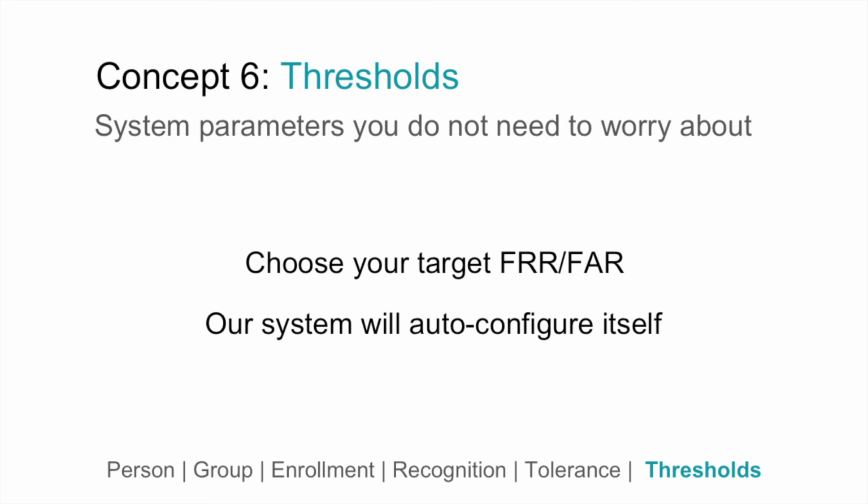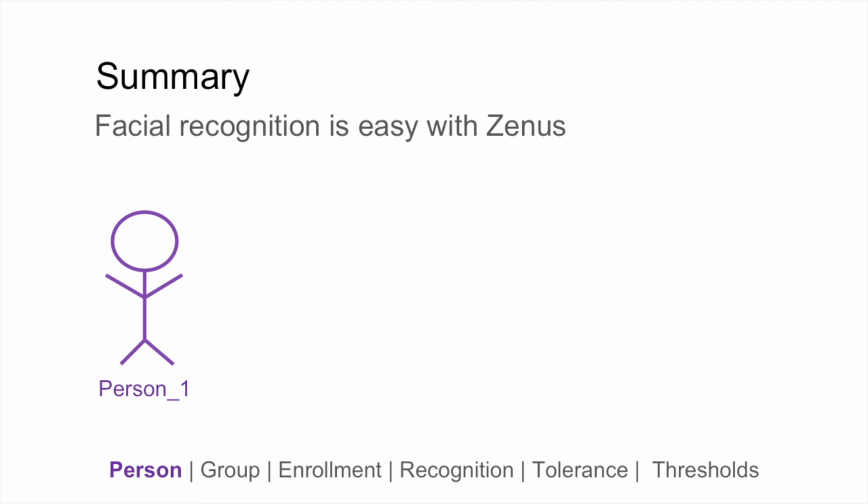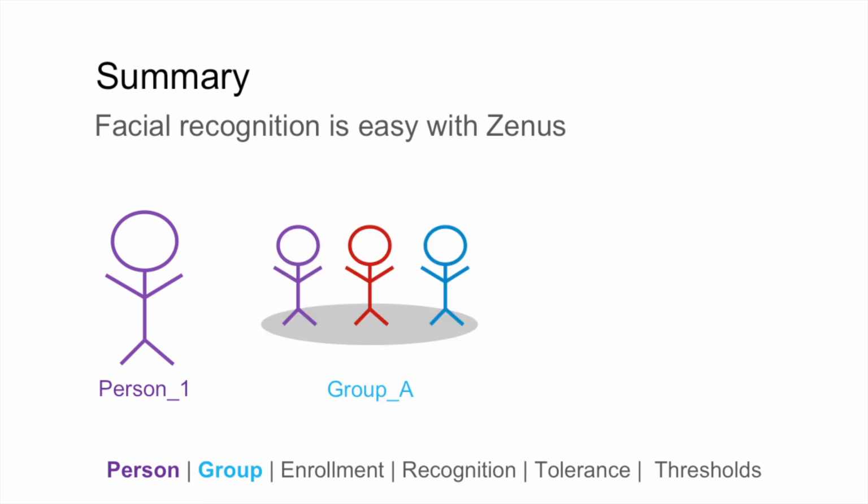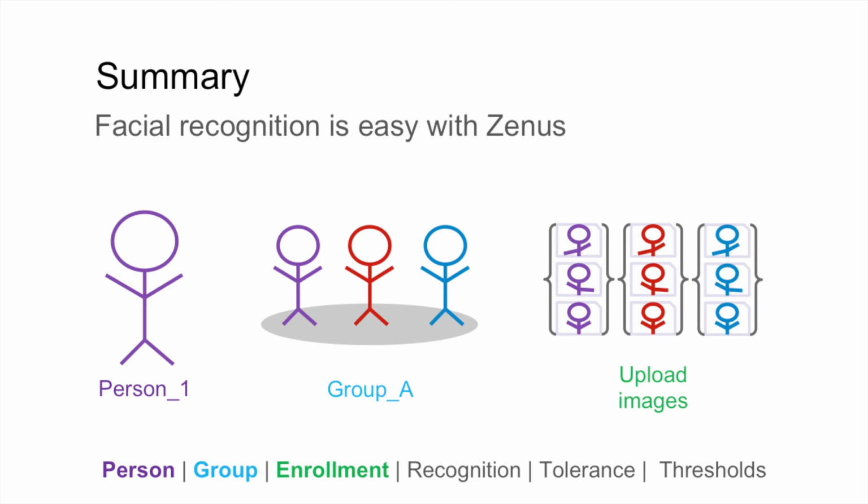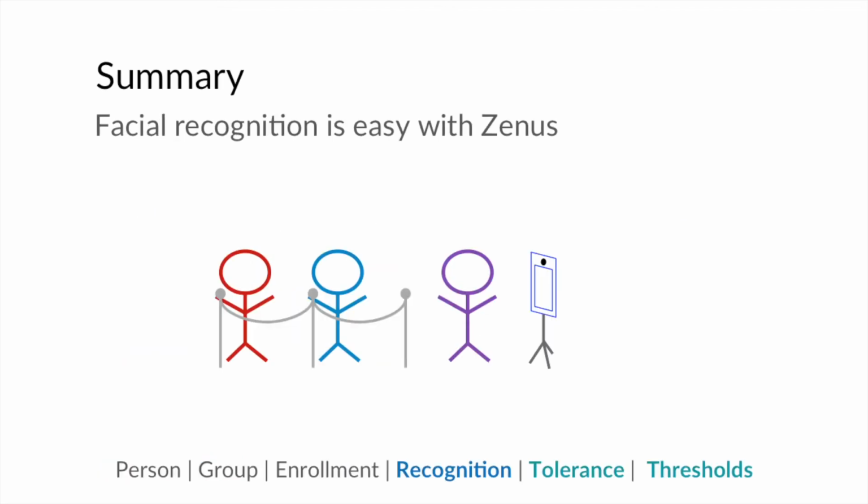Zenus's facial recognition API is unique in that it can automatically compute these values for you when you give it the false rejection rate or false acceptance rate of your choice. To conclude, a person is someone whom you want to recognize later on, and a group is a collection of persons. Once you have set these up, you can identify a person by searching a face within a group, or verify a claimed identity by comparing two faces.